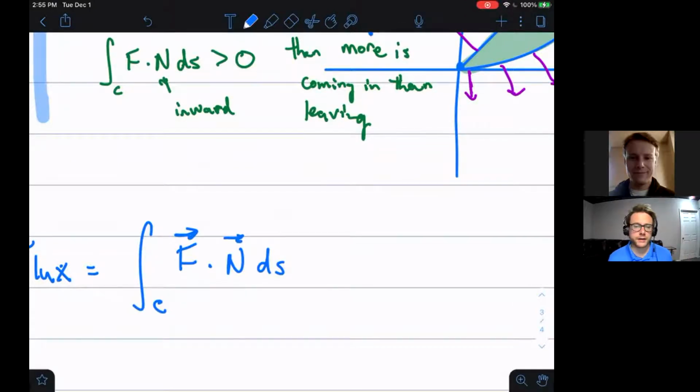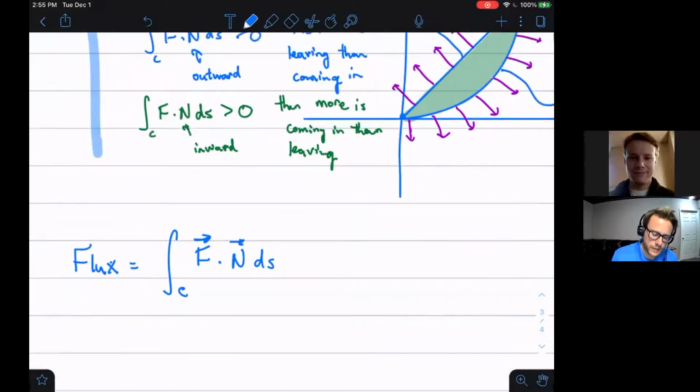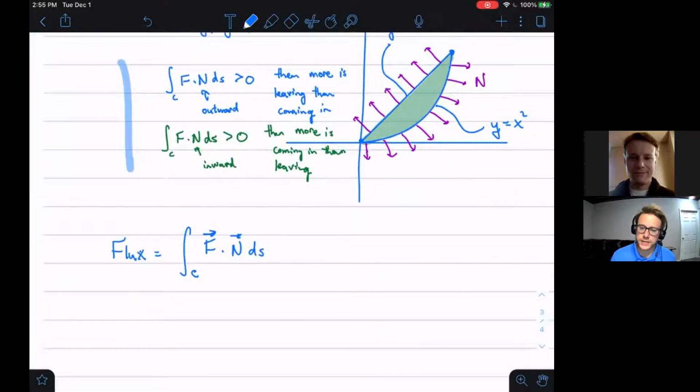Here, we're calculating flux. Still, though, the methods are going to be very similar in that we want to transform all of these pieces into things with t's. We have a single integral here. We want to get everything in terms of t's. F in terms of t, n in terms of t, everything in terms of t. That's going to be our goal.